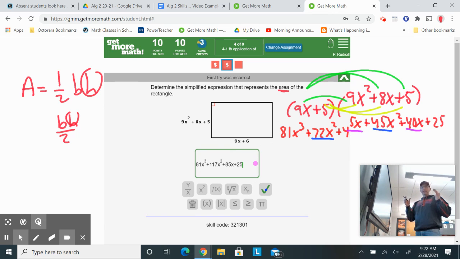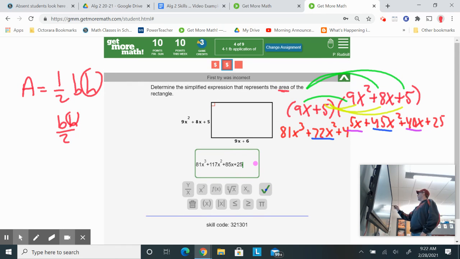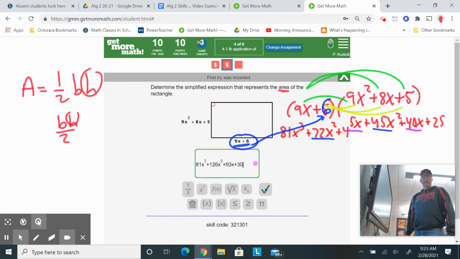Oh my, this is kind of funny, but look what I did. And some of you are probably screaming at me through the computer. This is 9x plus 6, and I put 9x plus 5. I was copying so fast, I put the plus 5 where the plus 6 should be, so that just blew up. All my work was correct, but I used the wrong side. I should have had a 6 here. Let me fix that.